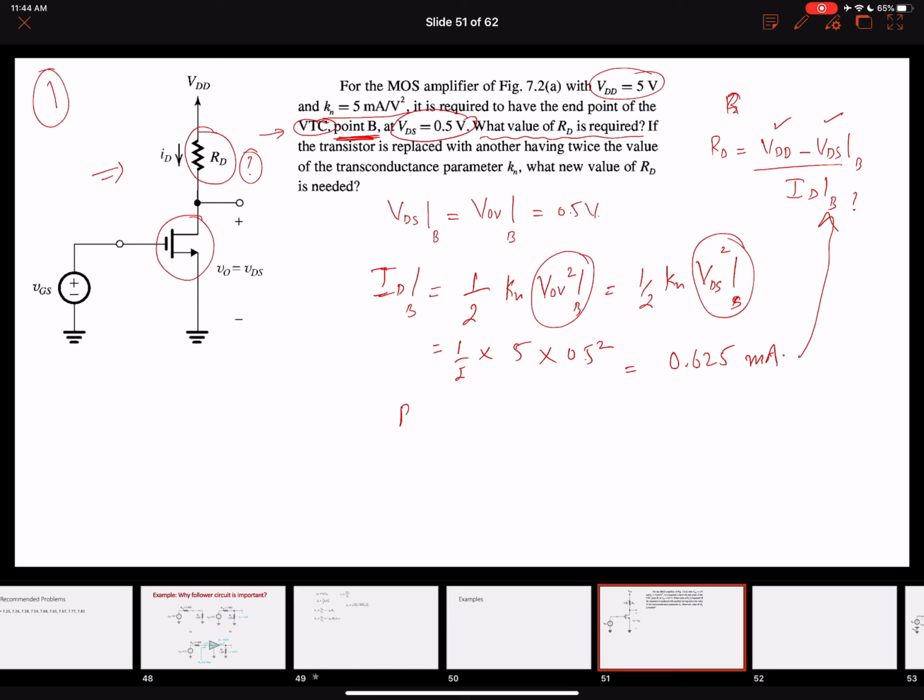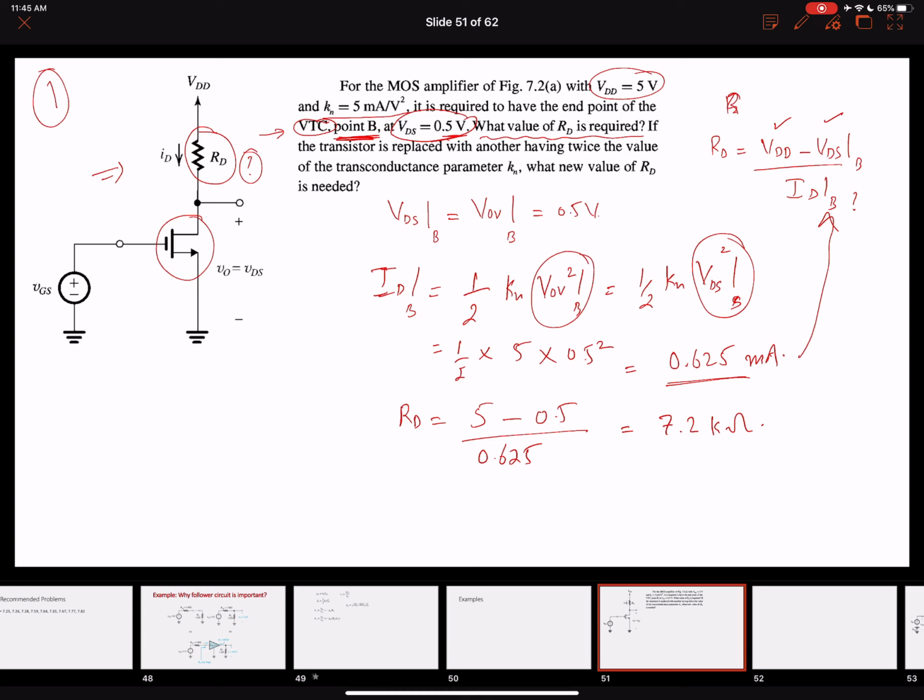Using this value, we can easily get the answer. Our RD value comes out to be 5 volts minus VDS at point B, which is 0.5 volts, divided by the drain current at point B, 0.625. The answer comes out to be 7.2 kilo ohms once you solve it. So we ended up finding the value of the RD that is required to operate this transistor at point B on the voltage transfer characteristics.